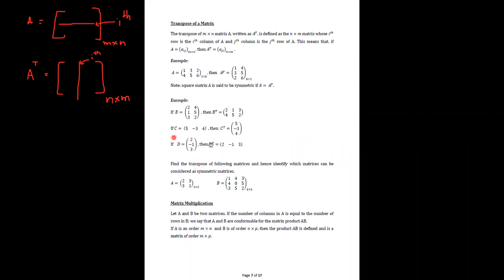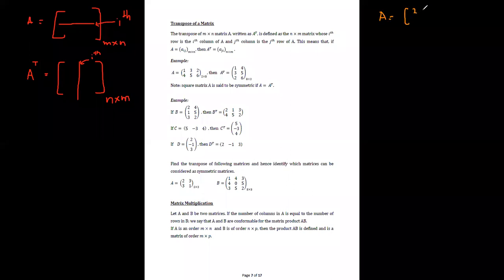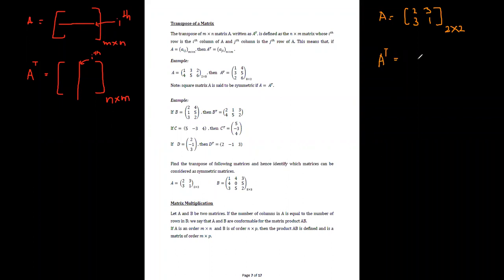Then if you are looking at these two examples, here you can see that A is given as a 2 by 2 matrix, and if I write it here, matrix A is given as 2, 3, 3 and 1. Here you can see that this is a 2 by 2 matrix. And if you take the transpose of this matrix, you can get the transpose of this matrix.